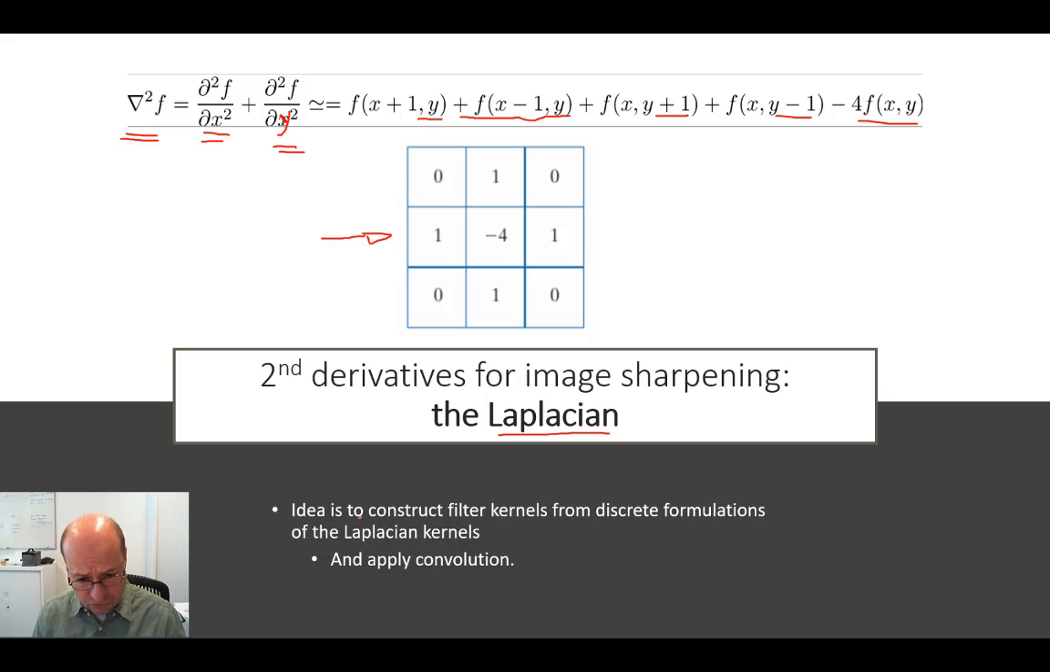operator. So the idea is to construct filter kernels from discrete formulations of the Laplacian kernels and apply convolution, as we've seen in the previous video. If you didn't understand convolution yet, go back to the video, read the book, search for places on the internet. On my very first lecture, I gave you some pointers. I'm going to put these pointers on our flow page. It's important that you don't take me for granted. Look for more information outside.